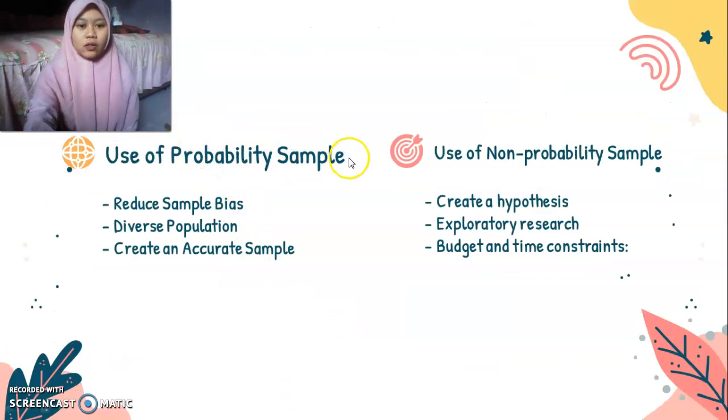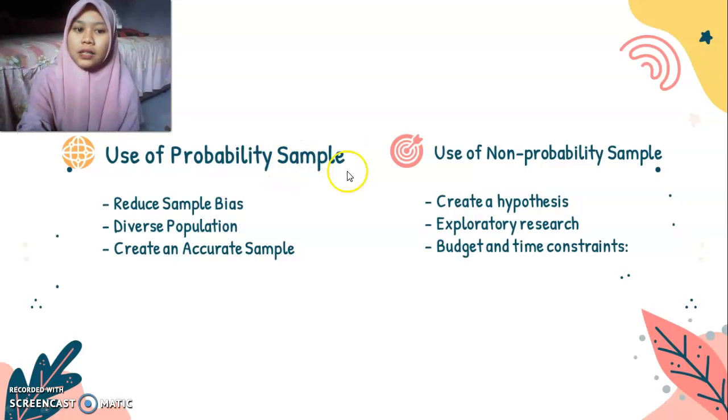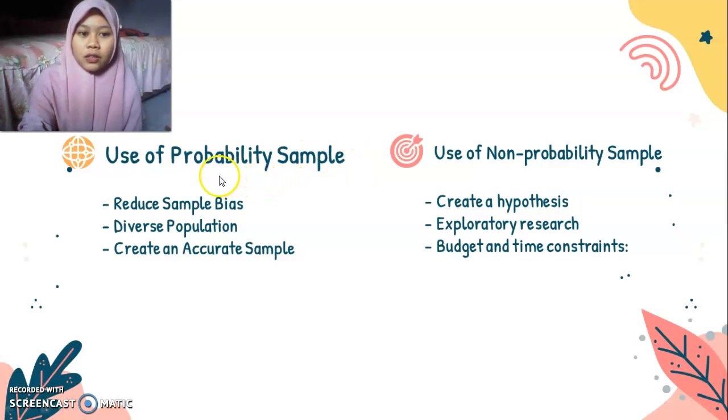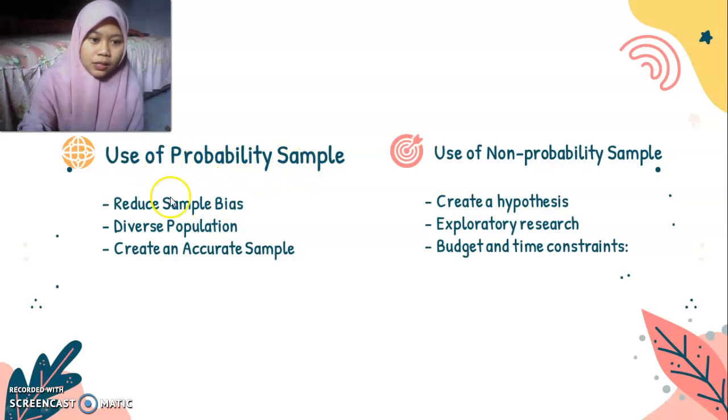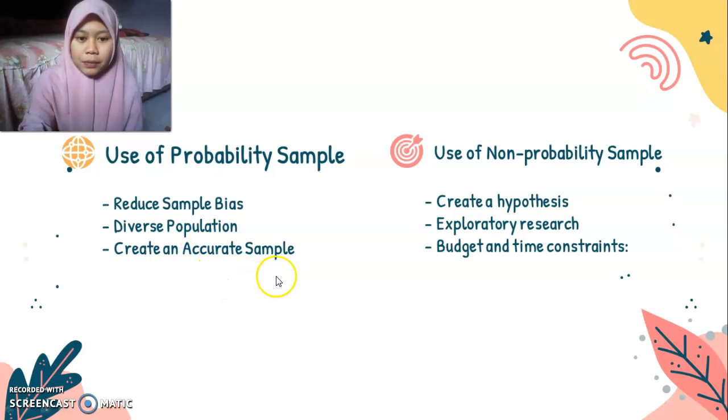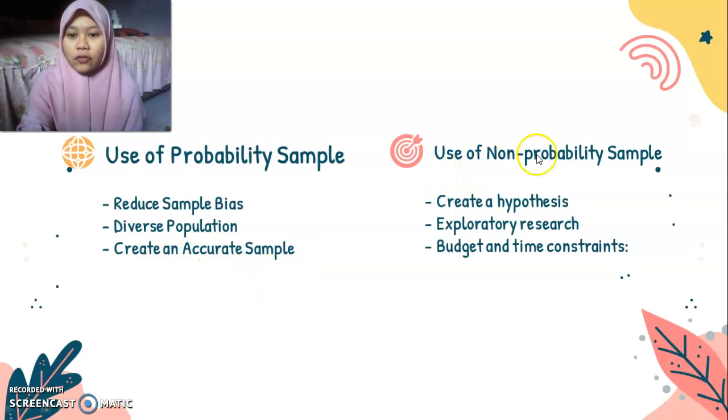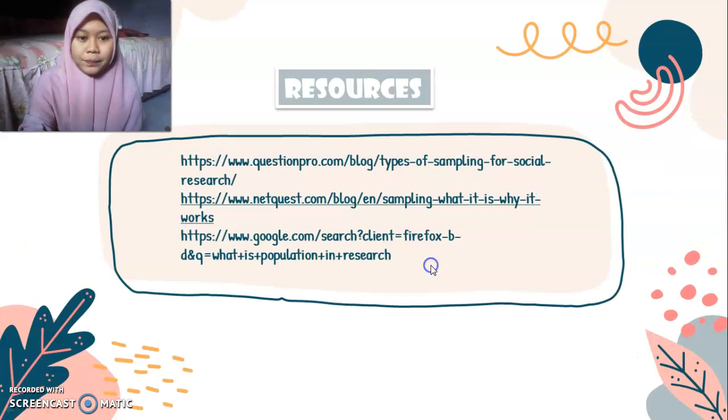So based on those sampling methods, here are some of the uses. First, in probability sampling: reduced sample bias, diverse population, and creating an accurate sample. And the uses of non-probability sampling are creating a hypothesis, exploratory research, and budget and time constraints.